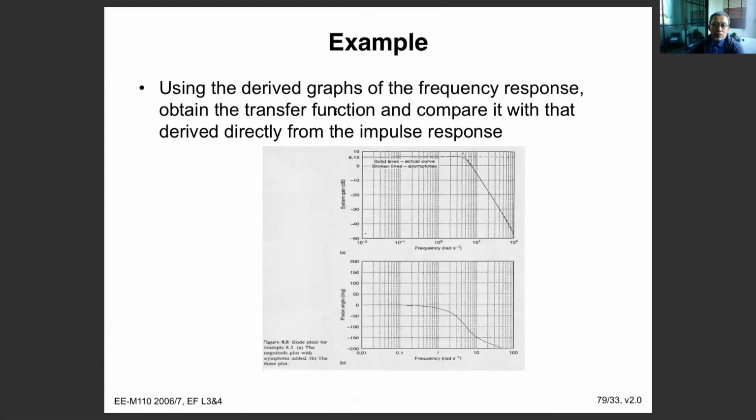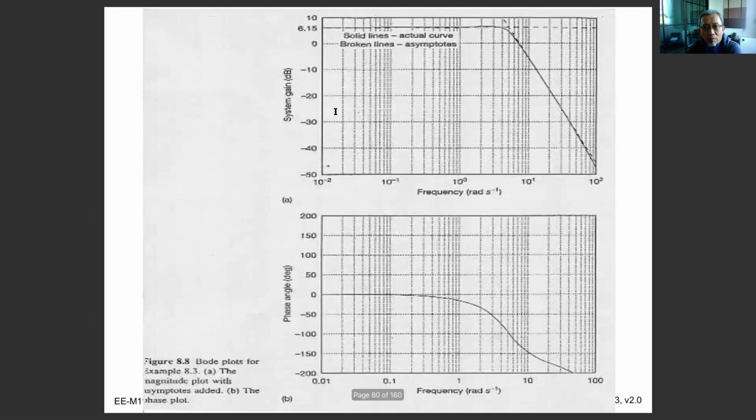Example. So for tests and examinations, we do not require you to plot the data. The data is given and we plotted it for you using a scale. Then you have to use that particular graph to extract the information to construct the mathematical model. For example, in this case, you are given frequency response data, and then you have to derive the mathematical model.